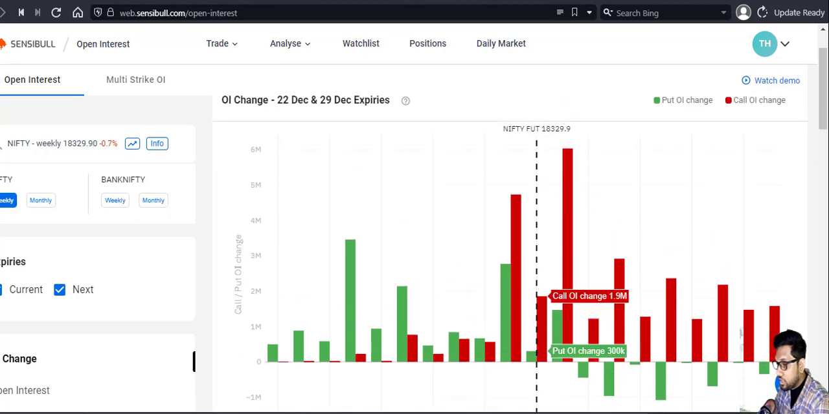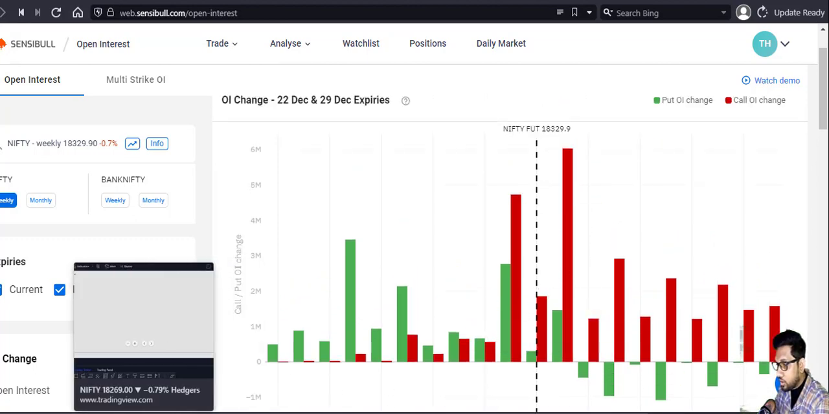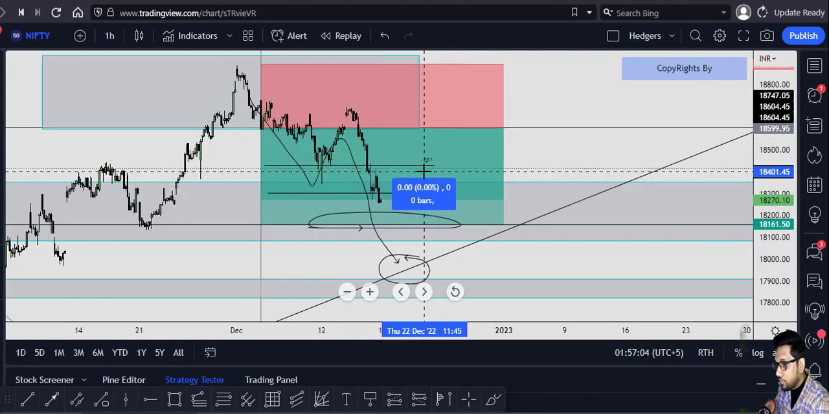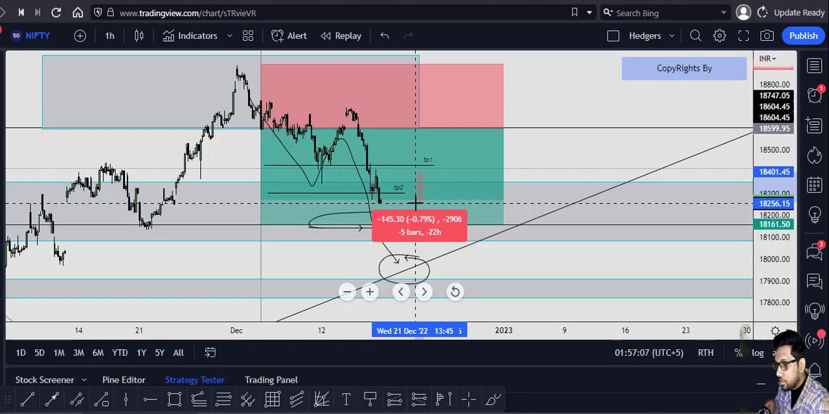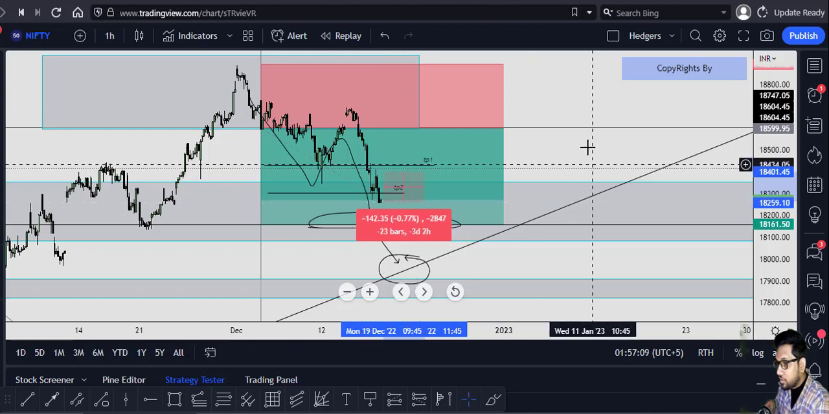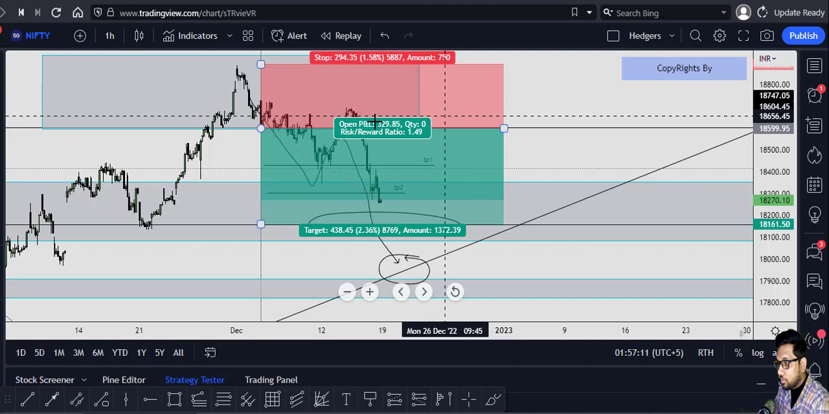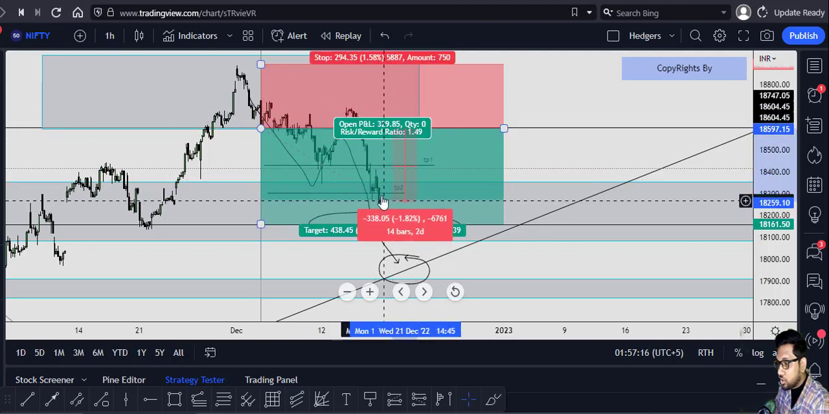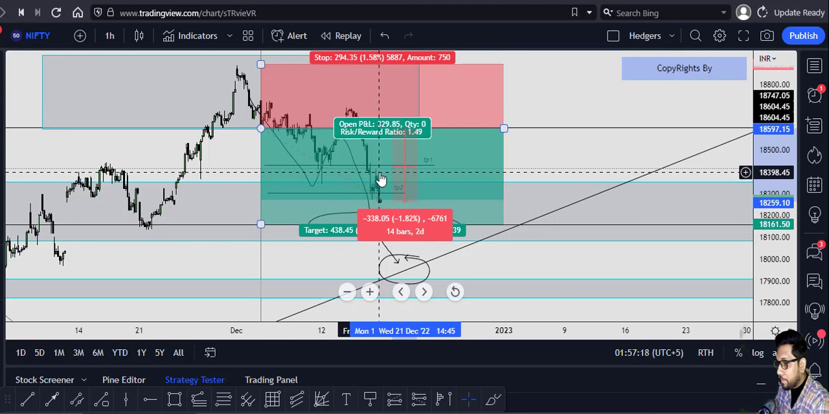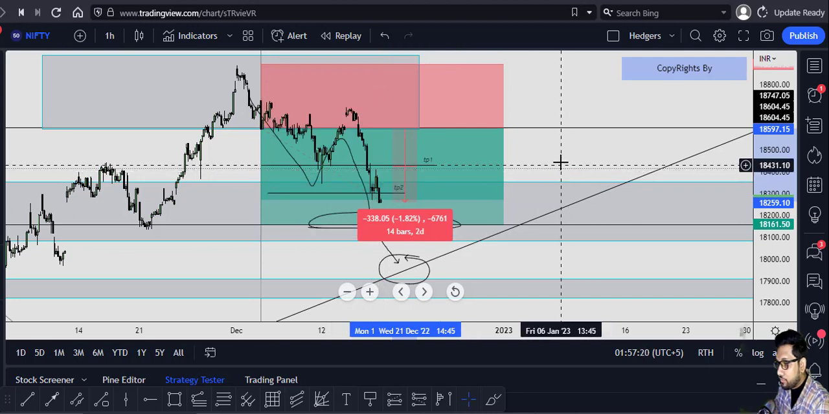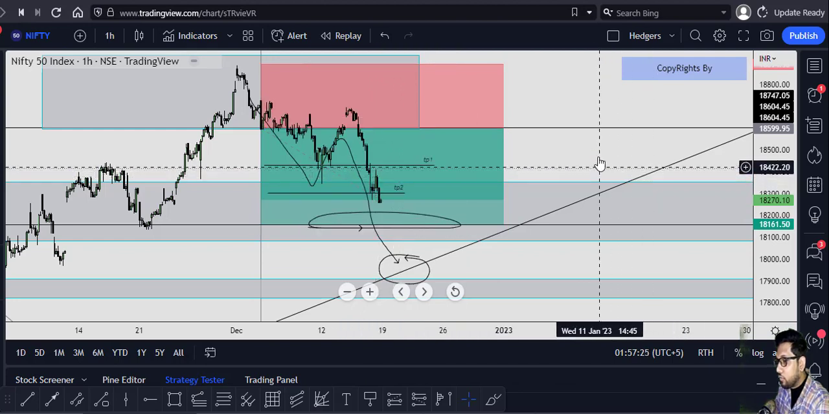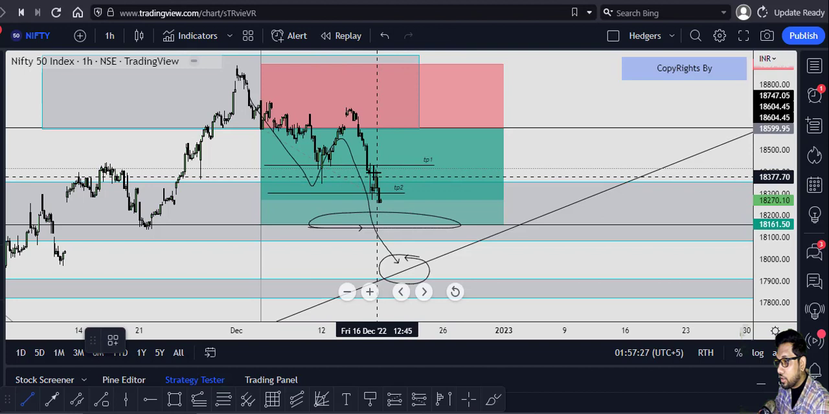Which means that most of the people shorted 18,400 for a scalp today. They make a tiny profit, but we just made a bigger profit than those guys that just shorted today, literally from the 16th of December. 18,400 is the level of interest in the Nifty now.